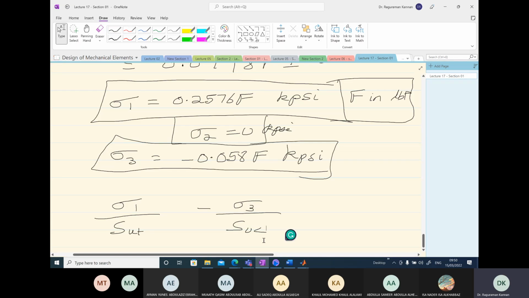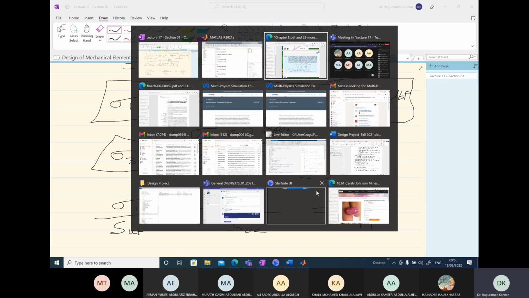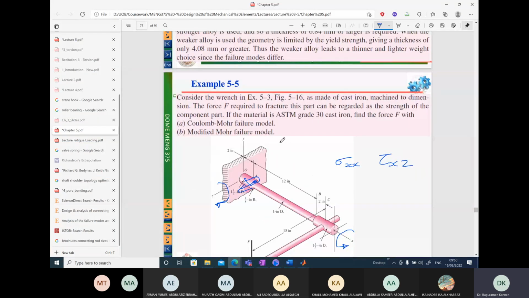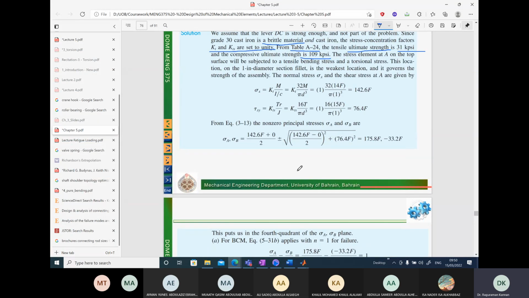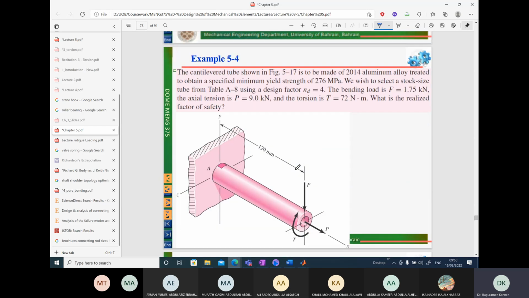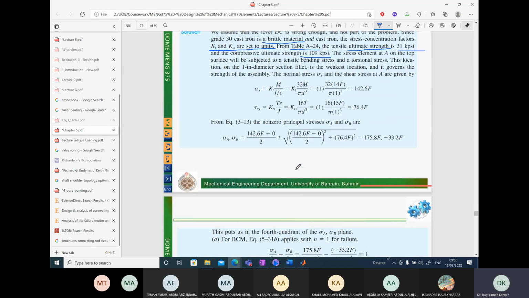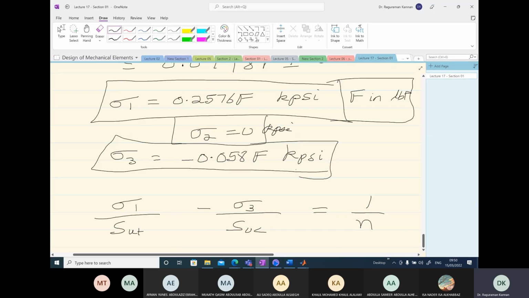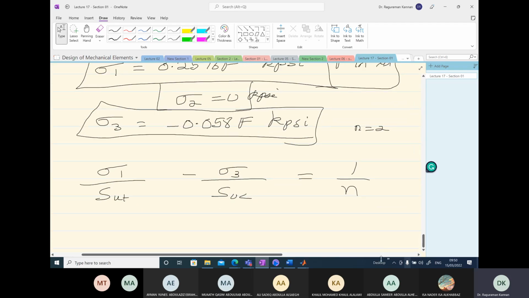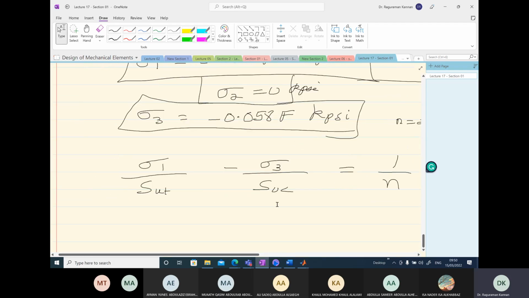Sorry for that. So here this should be equal to 1 over n, with the factor of safety for this problem. Let's see here if we have any factor of safety being used. We do not use any factor of safety. Let's assume a factor of safety 2 and then calculate what is the F value.